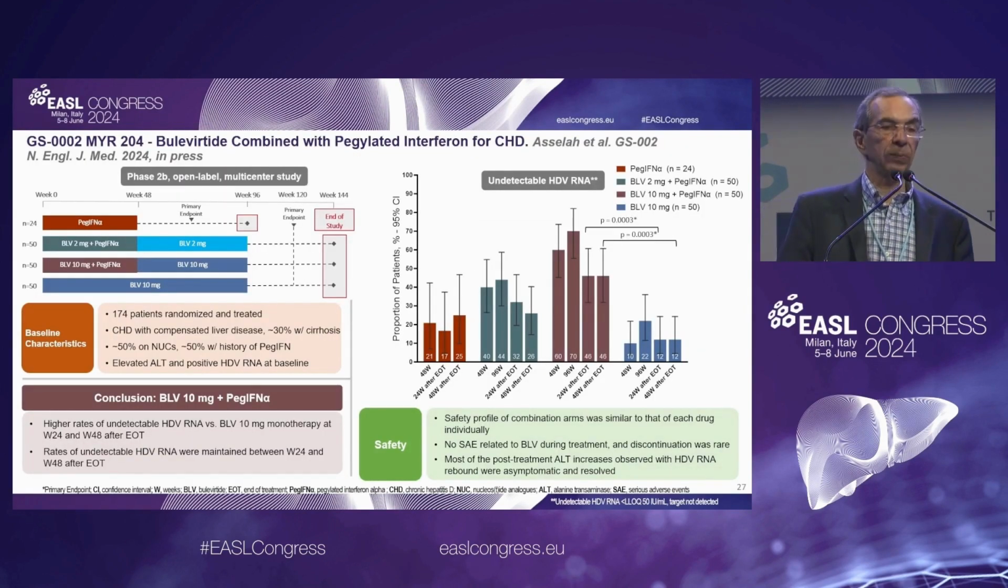A very important study was presented by Dr. Asselah on the phase 2 MIRACLE-204 study combining Bulevirtide with pegylated interferon. In this trial design, it was shown that Bulevirtide 10 milligram plus pegylated interferon followed by Bulevirtide 10 milligram for an additional 48 weeks showed higher rates of undetectable HDV RNA versus Bulevirtide 10 milligram monotherapy at week 24 and week 48 after the end of treatment, which provides clues for finite duration treatment and potential cure for hepatitis Delta.